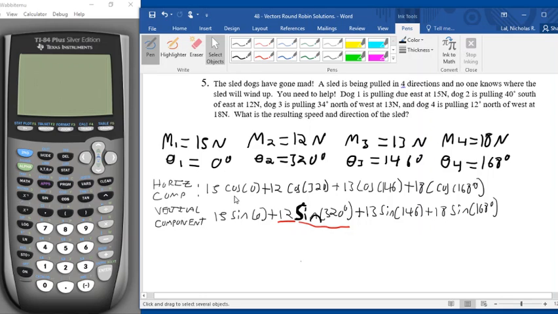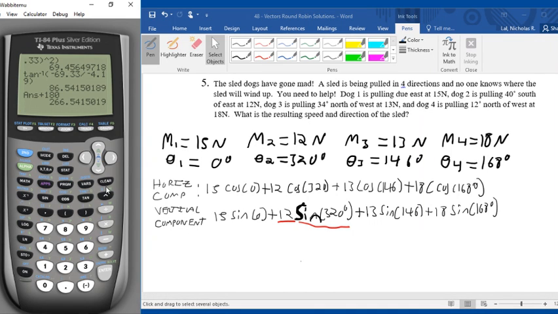So now we have our horizontal component is our forces times our angles. For horizontal component, we use the cosine, and for vertical component, we use the sine values of the angles. And let's plug this in to get a correct answer.